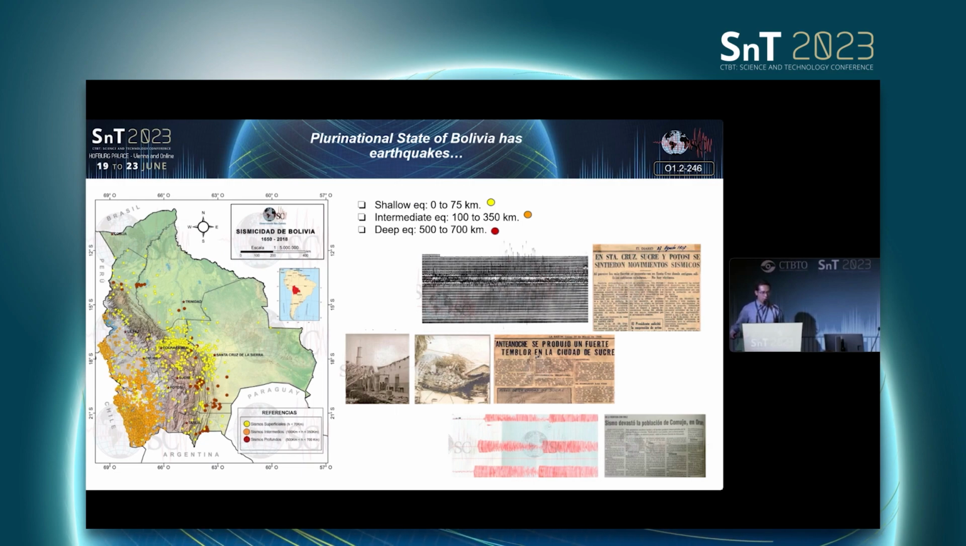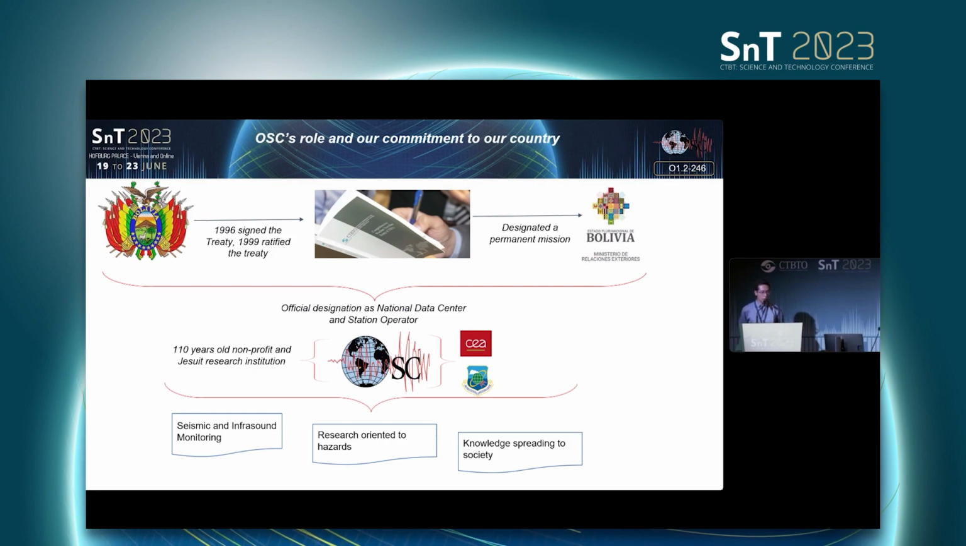Within this context, I would like to show you how we became involved with the CTBTO. My country signed and ratified the treaty, so they designated a permanent mission. Once the permanent mission was designated by a law or Supreme Decree, they nominated the Observatorio San Calixto, a non-profit institution, as the National Data Center. Why did they do this? Because we have 110 years of experience. In that sense, we have also worked with the French Cooperation and the AFTA Cooperation. The objective of this cooperation within the framework of the CTBTO is to have seismic and infrasound monitoring, research oriented to hazards, and knowledge spread into society.